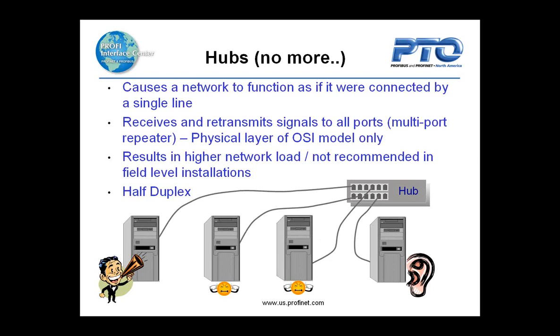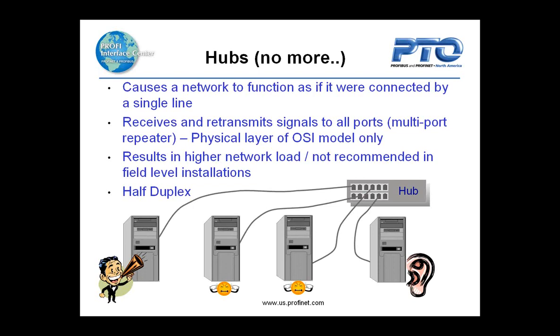So what are hubs? Hubs, and the reason we say no more, were originally used with Ethernet, but they have a lot of issues in today's networks, so we probably don't want to have to deal with them. First of all, it causes the network to function as if we're connected by a single line. So when a device sends a message, that message will be received by all other devices, whether they need that information or not. So again, it's a multi-port repeater, and it results in a higher network load. So we don't recommend that in field level installations, because it's going to cause that loading.